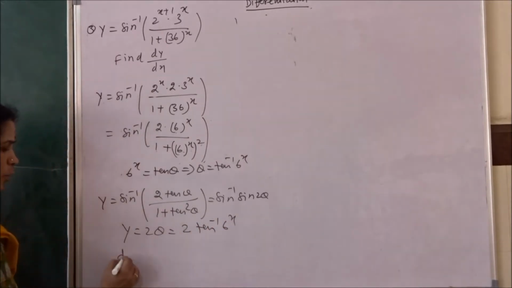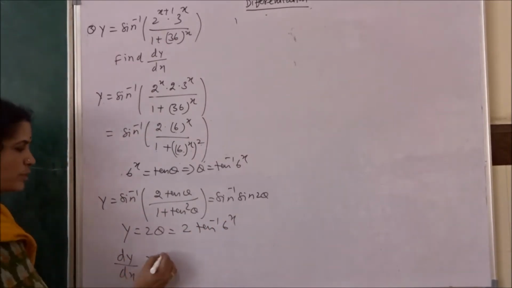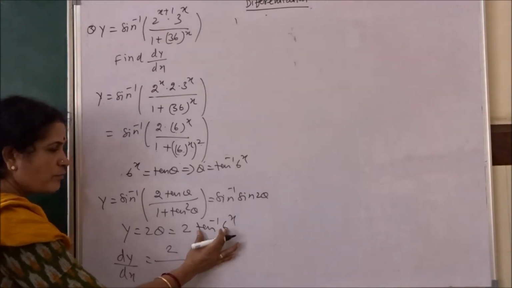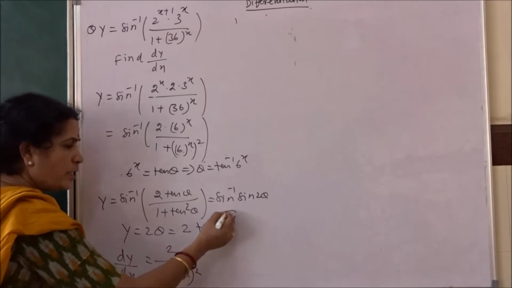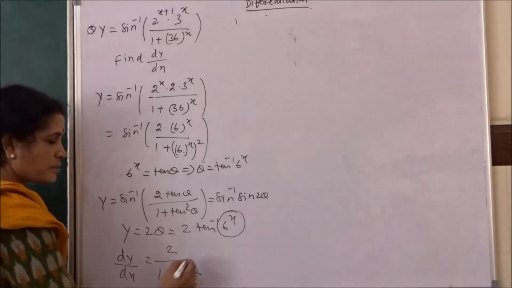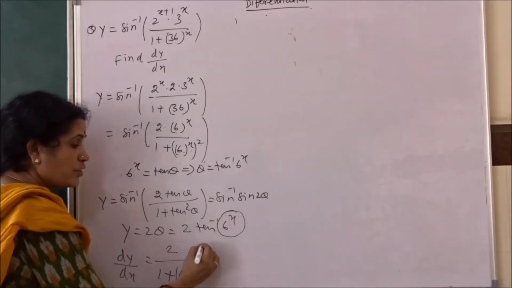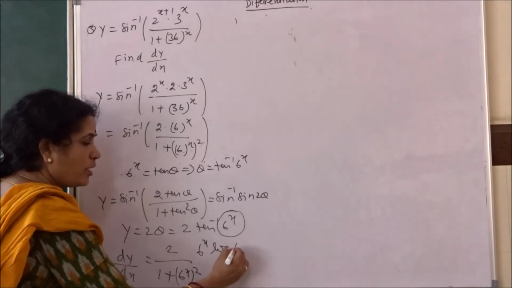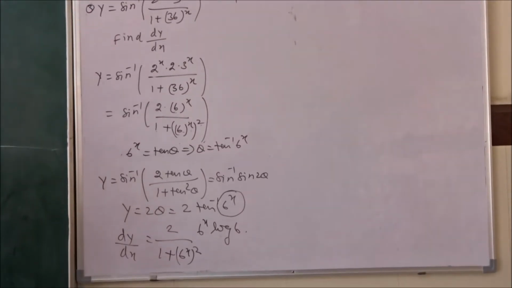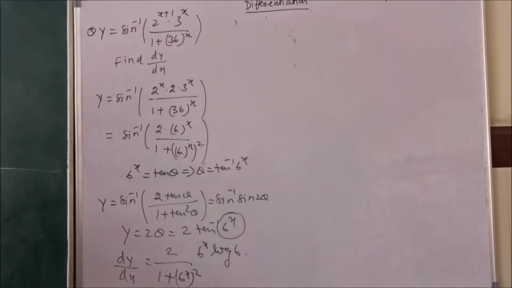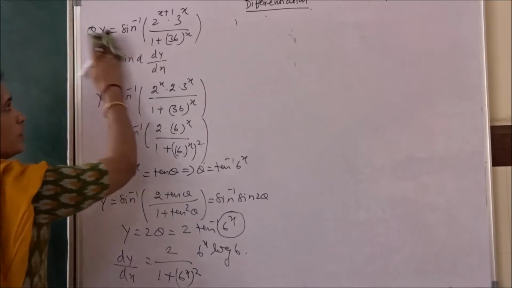Am I correct? Now dy by dx. That is 2 upon, you treat this as tan inverse x, the differentiation of tan inverse x is 1 upon 1 plus x square, into the differentiation of 6 power x. The differentiation of a power x is a power x into log a. What is log a? a is 6. Clear to you? This is one of the most important questions. Now let us see another question. Are you clear on this one?